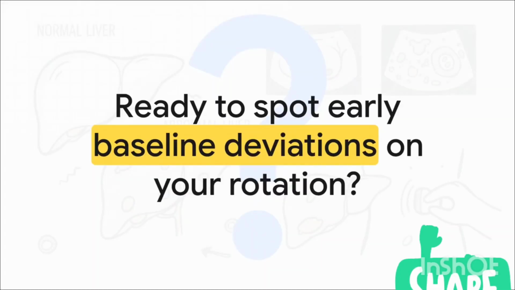Which leaves us with this final question to chew on. Are you ready to spot these early baseline deviations on your next clinical rotation? You now have the visual foundation, from the smooth, medium echogenicity of a totally healthy liver to the bright shadowing of fat, the coarse breakdown of cirrhosis, and the Doppler flow of a tumor. The next time you hold that ultrasound probe, trust your eyes, rely on the checklist, and look closely. Because what you find could literally make all the difference.